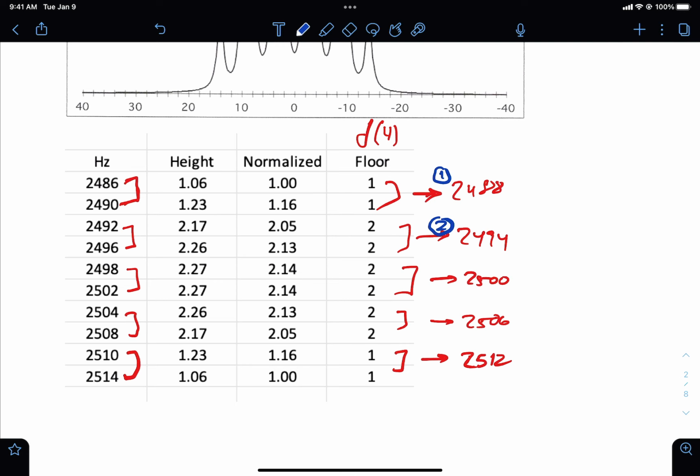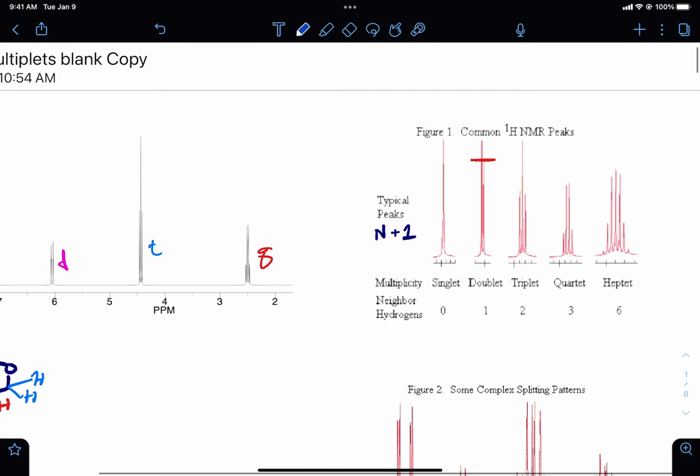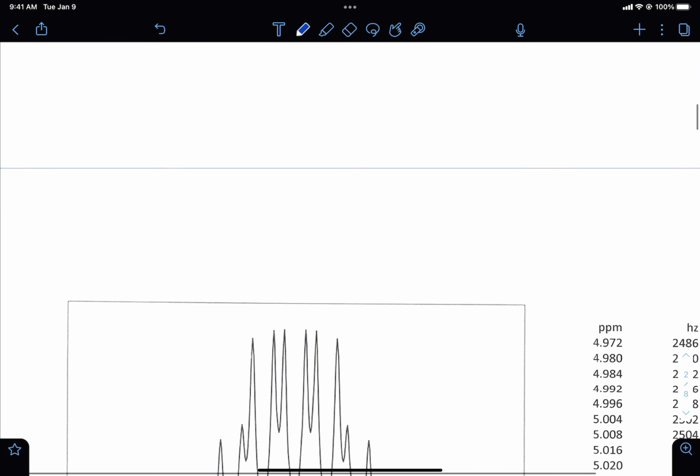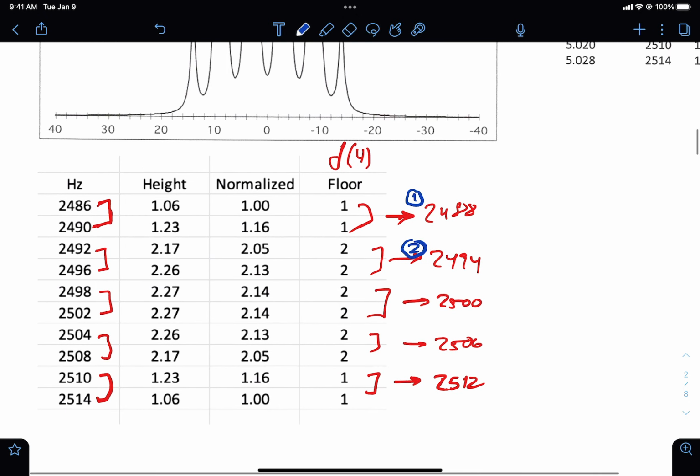So what signal type has a 1 to 2 ratio? That's a triplet. If we go back and look at our regular triplet, the height of the triplet peaks are 1 to 2 to 1. Since that is a 1 to 2, that tells us that we're looking for a triplet. And what's the separation? The separation is 6, 2488 to 2494. So we're now going to look for all triplets with a separation of 6.